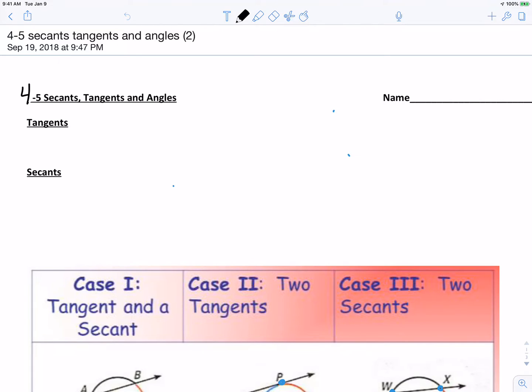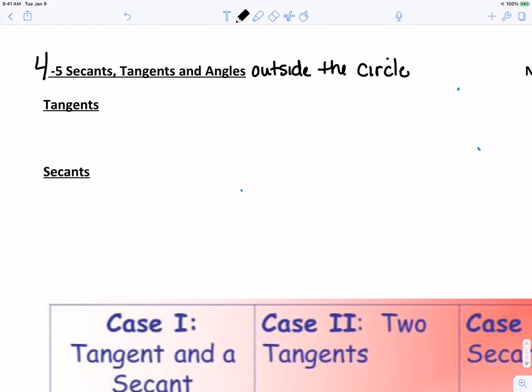Okay, we're going to talk about secant lines, tangent lines, and angles outside the circle. I know that you already know what tangent lines are. Tangent lines are lines that intersect a circle exactly once. Secant lines are new though.